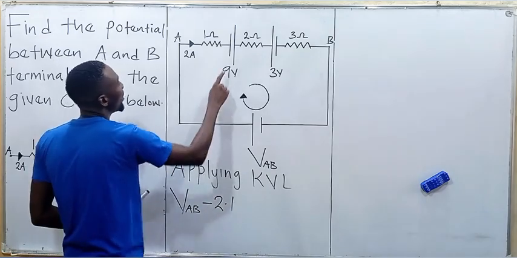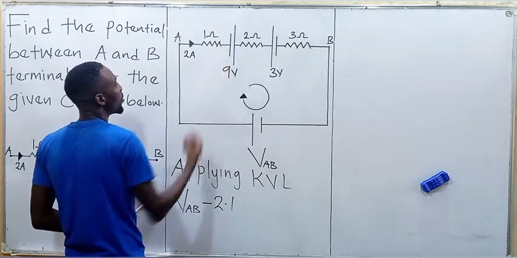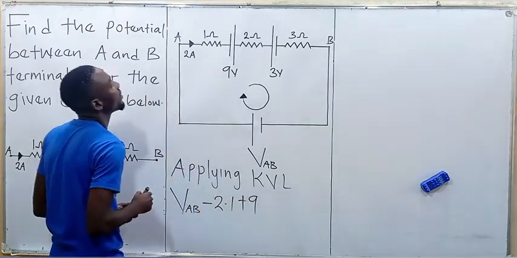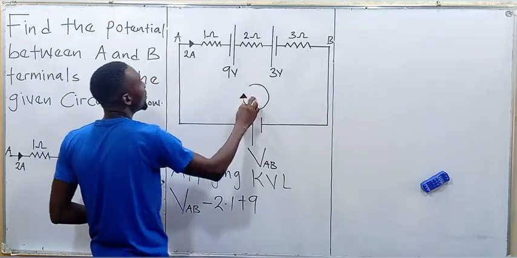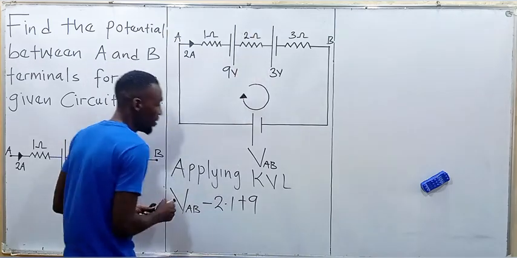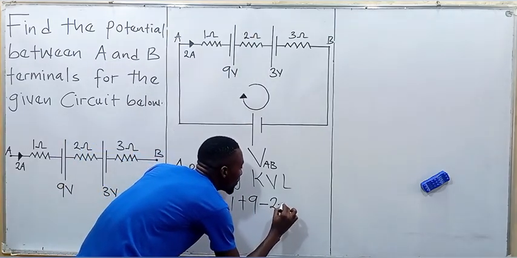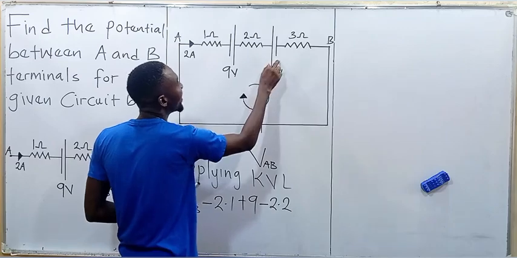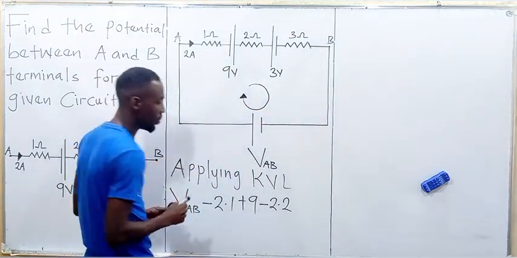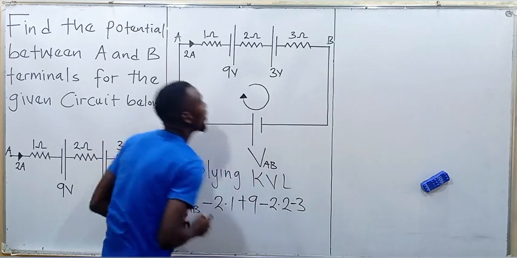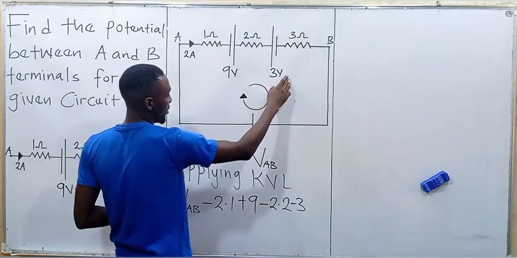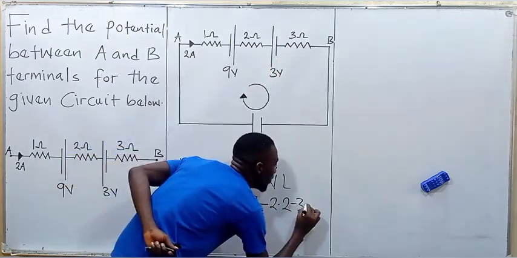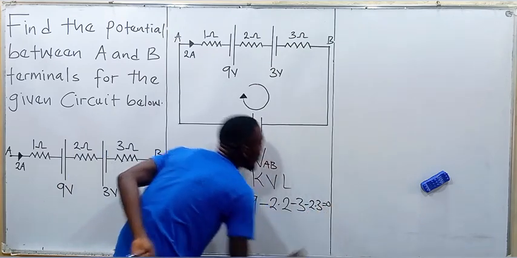And here we are moving from negative to positive. That is voltage gain as well. That is positive 9. Here again, staying in the same direction, minus 2 multiplied by 2. Here we are moving from positive to negative, that is voltage drop, minus 3. Then it's going to be minus 2 multiplied by 3, and everything will be equal to 0.